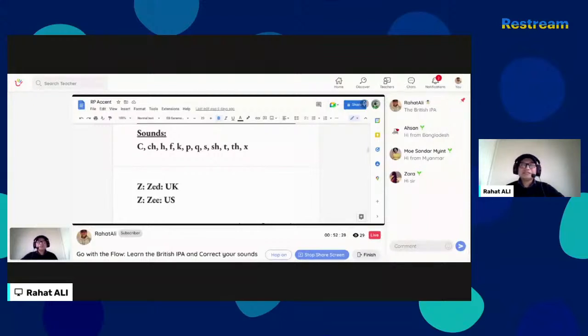So, guys, once again, we are practicing today for the British IPA, and mostly my focus is on the RP accent. RP stands for received pronunciation, which is the most suitable pronunciation in the UK. As you might be aware, there are different kinds of accents in the UK. RP is the most amazing.